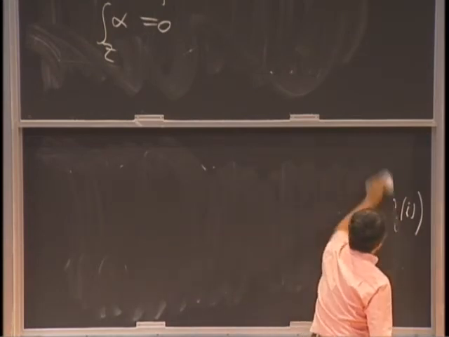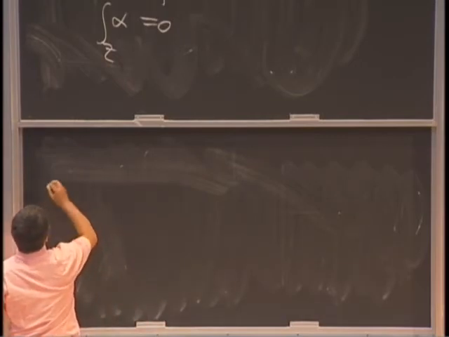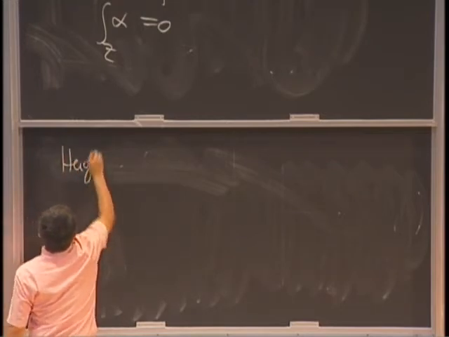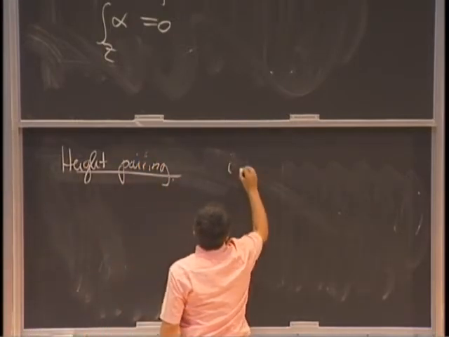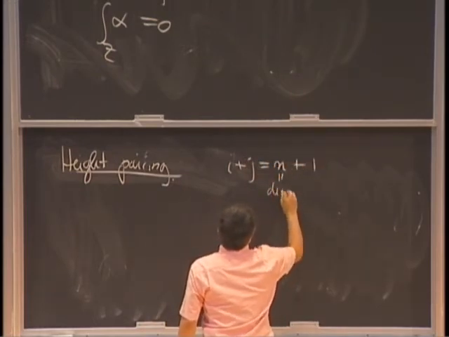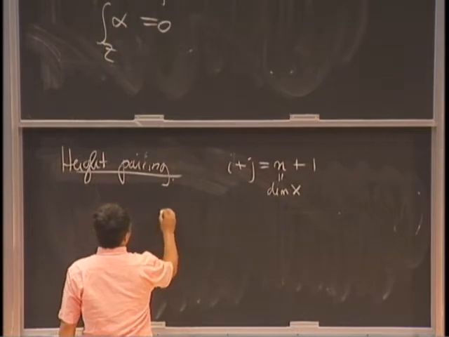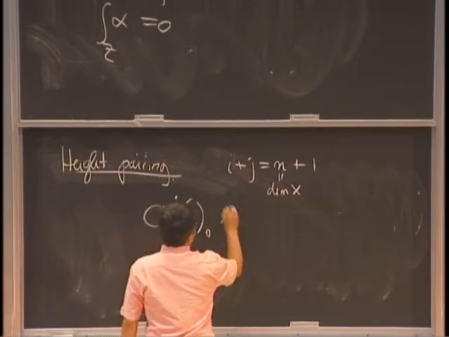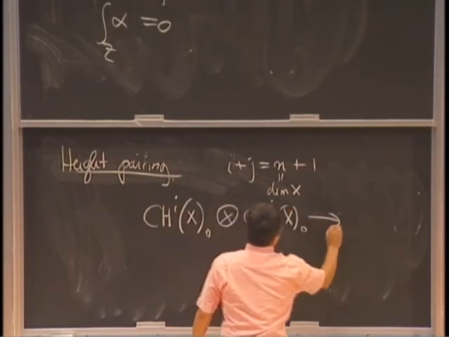And for algebraic cycles, there are two important things. The first thing is the so-called height pairing. If we have i plus j equals m plus 1, where m is the dimension of X, then conjecturally there is a height pairing between CH^i(X_0) and CH^j(X_0) to the real numbers.